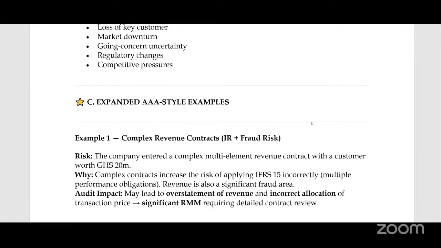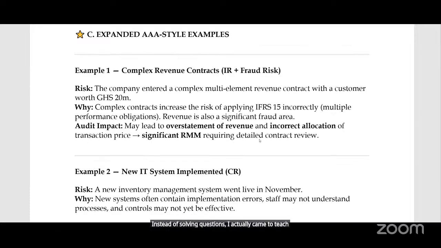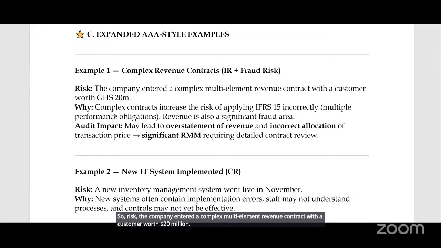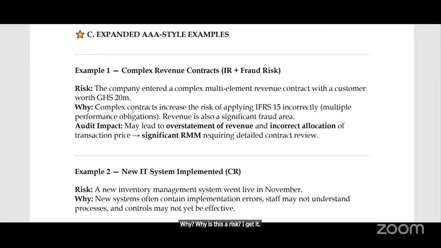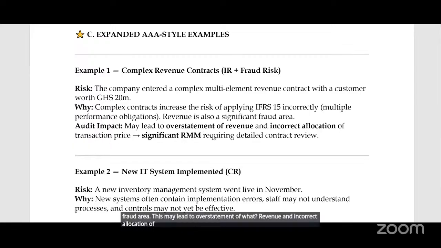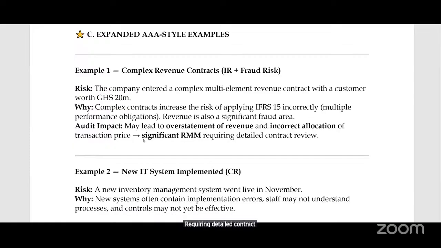So instead of solving questions, I actually came to teach you. You understand? So let's take a simple example. We'll close right now. So, risk: the company entered a complex multi-element revenue contract with a customer worth 20 million. Why is this a risk? Complex contracts increase the risk of applying IFRS 15 incorrectly because there will be multiple performance obligations. Revenue is also a significant fraud area. This may lead to overstatement of revenue and incorrect allocation of transaction price. Significant risk of material misstatement requiring detailed contract review. Something like this. Do you understand?